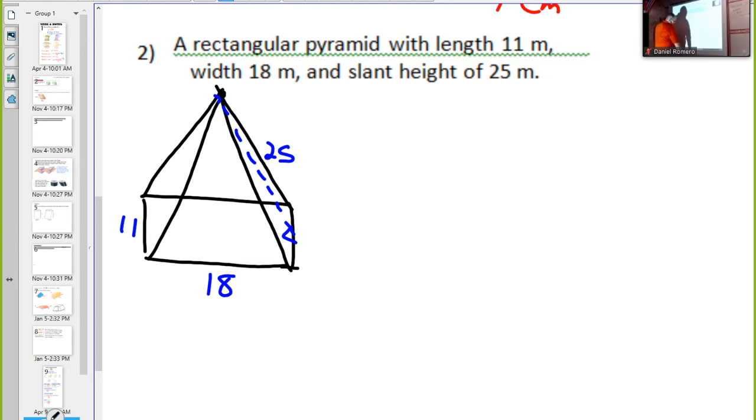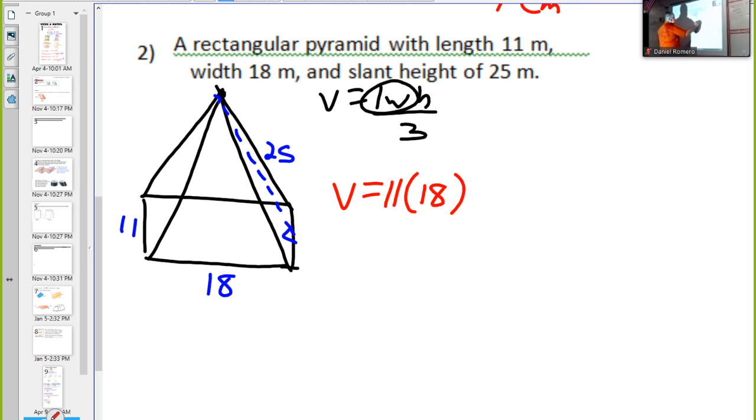Well, I know the formula for a rectangular pyramid just says I need length times width times height divided by 3. The length and the width of the base I have. That's going to be the 11 and the 18. But I'm missing the height. And they're not giving me the height, they're giving me the slant height. But if I combine that slant height with the height that I need, and a little segment like that, what do those 3 segments make together?